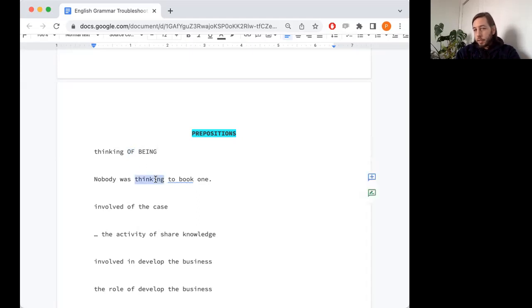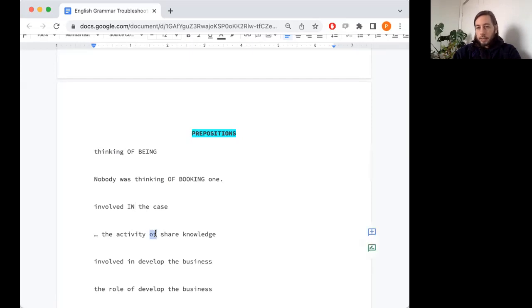So we have thinking for our second one. So we'll change to book. Nobody was thinking of booking one. You can repeat that after me. Nobody was thinking of booking one. All right, the next one, involved, comes with the word in, involved in. One way to help you is to get this phonetically. If you can't get it just thinking of it and using your logic, prepositions can be understood phonetically. So try to repeat that as much as you can, involved in the case.